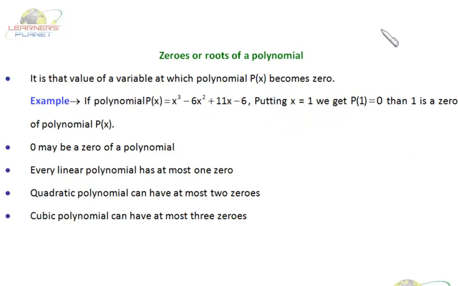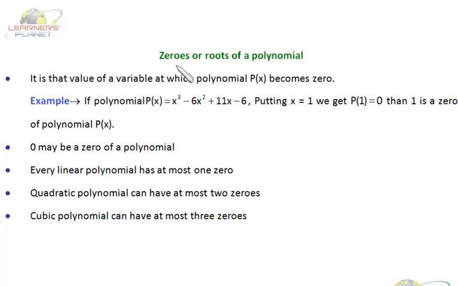Now let's discuss zeros or roots of a polynomial. A zero or root of a polynomial is a value of the variable at which the polynomial, let's say p(x), becomes 0. Let's take one example. If the polynomial p(x) is x cube minus 6x square plus 11x minus 6, suppose I put x equal to 1, and if I get the value of this polynomial as 0, then 1 is a zero, or we can say a root, of the polynomial.